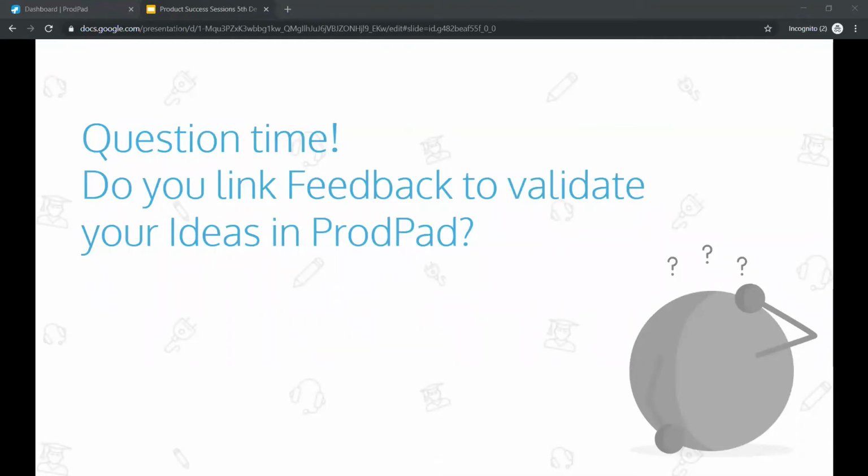I do, yes, and this might be a good opportunity to answer some of the questions that have come through. Cool. So the first one is, do others keep track of reported bugs in ProdPad together with ideas and feedback? Hopefully not. ProdPad is not a bug tracker, but I did mention earlier that sometimes bugs do get reported.